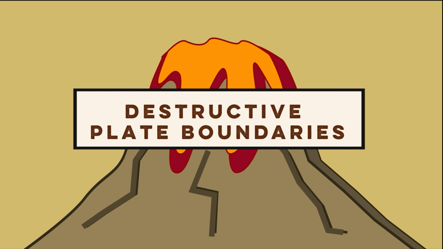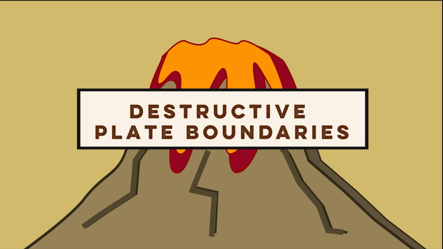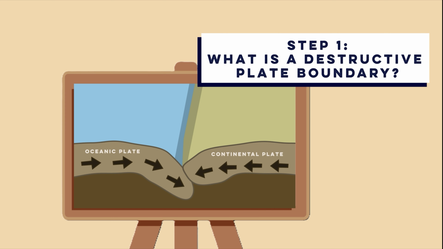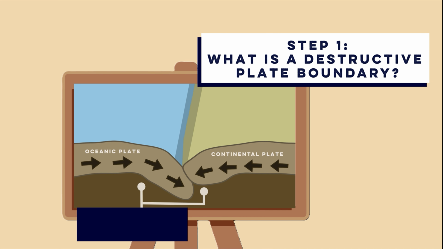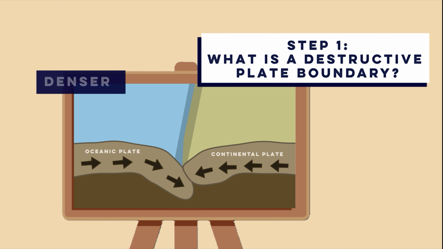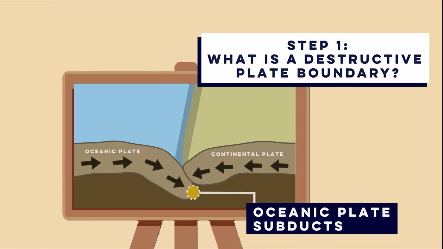Today, we're diving into one of the most dramatic geological events on Earth, destructive plate boundaries. These are the boundaries where volcanoes erupt and mountains rise, but also where some of the world's deadliest earthquakes strike. A destructive plate boundary, also called a convergent plate boundary or a subduction zone, is where two tectonic plates meet and move towards each other. Usually, it is a dense oceanic plate colliding with a less dense continental plate. Because the oceanic crust is denser, it gets forced down underneath the continental plate.